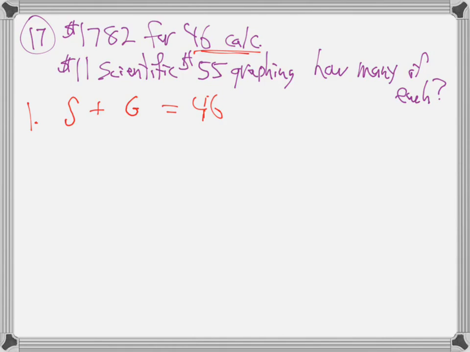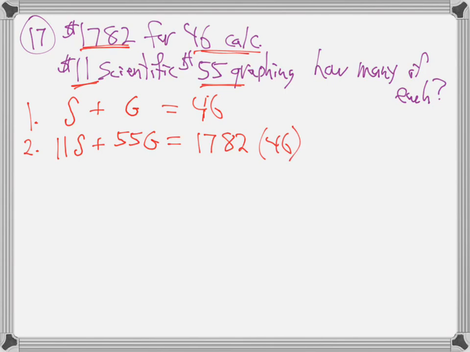Just x plus y is number of objects. Second equation is the same thing. You just put the money next to each of those. So the money for the scientific is 11, so 11S. The money for the graphing is 55. And then the total money, 1782. The mistake sometimes people make is they'll go 1782 times 46. That's not right, because it's not saying there's $1782 46 times. It's just 1782 total once.